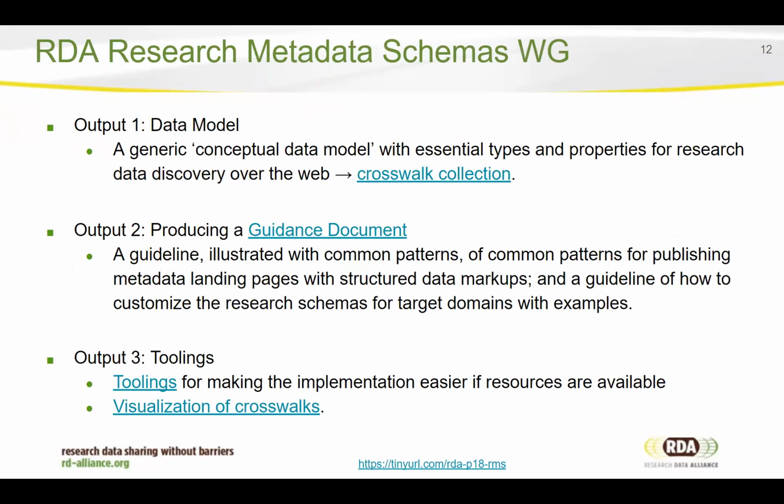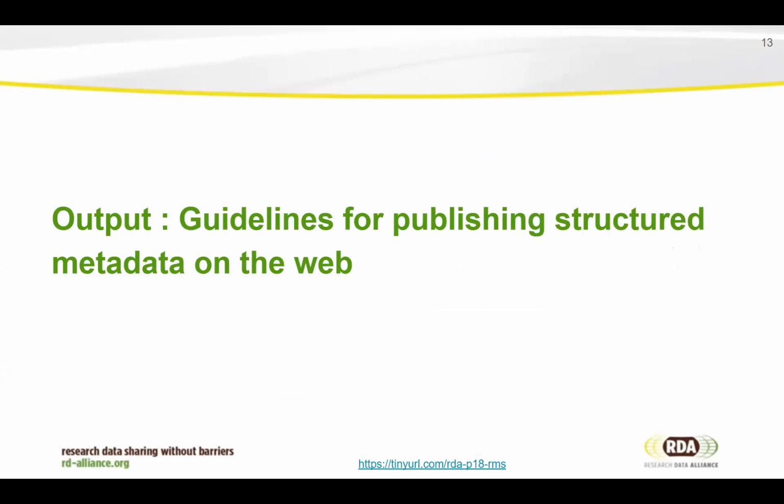So here we have the 3 main outputs of the working group. We worked on a crosswalk collection because there are multiple schemas that are already commonly used to mark up landing pages on the web. So our starting point, and what we did at the beginning, was a crosswalk collection. That was our first output. And then we produced a guidance document, which is the guidelines that we are presenting today. That one is the main output, but we also worked on some tooling supporting the crosswalks. So we have a visualization of the crosswalks, and we also have some tooling that might help make the markup of the resources easier. So we also collected this information. So that was the introduction for the group.